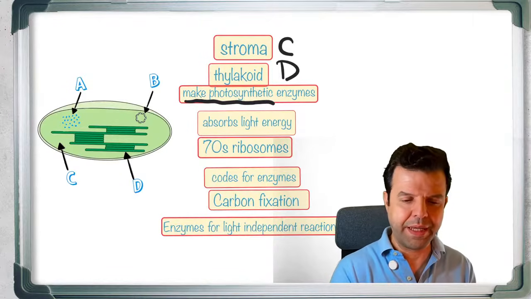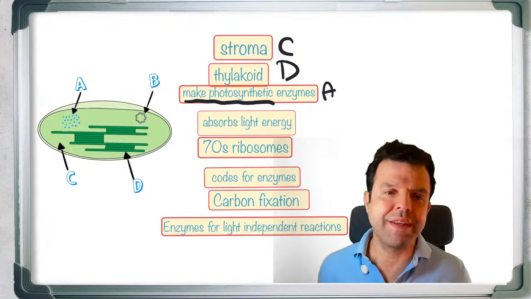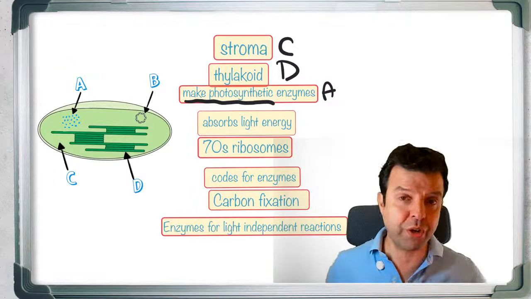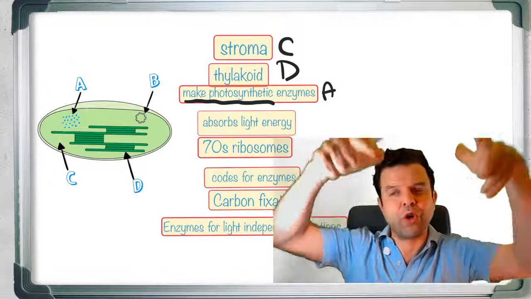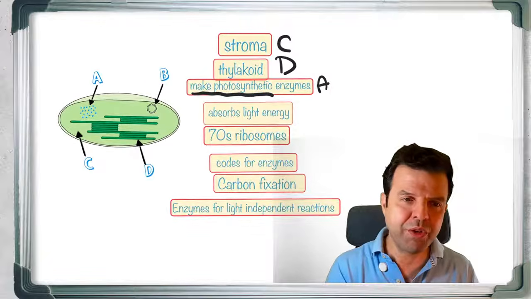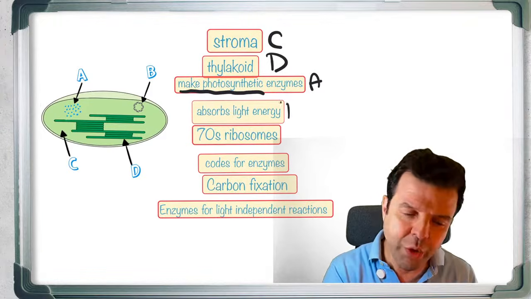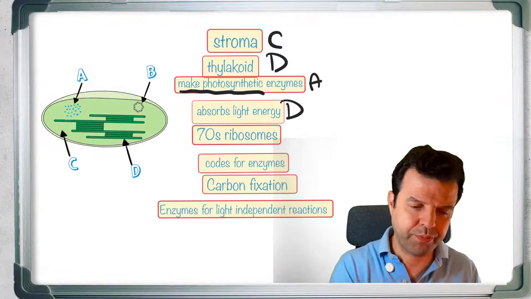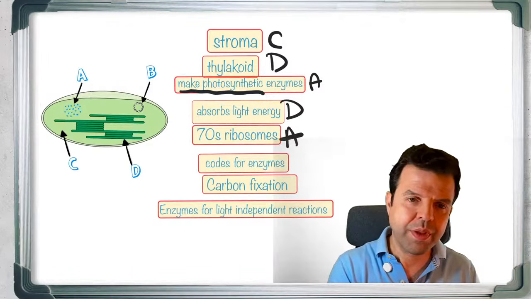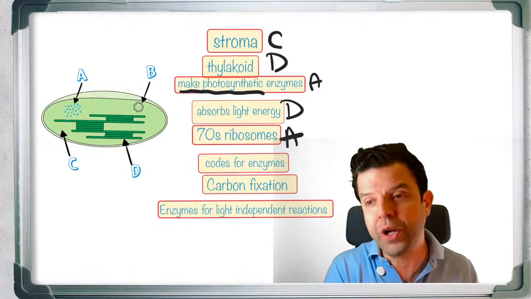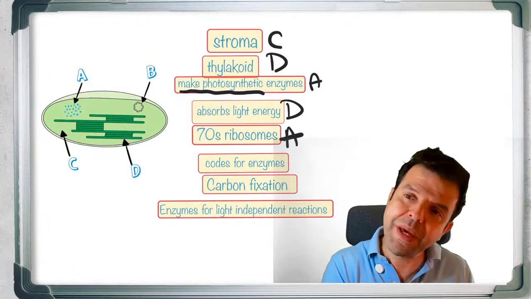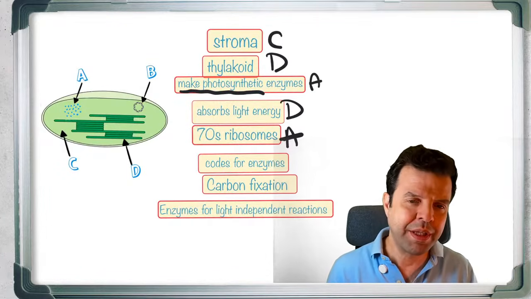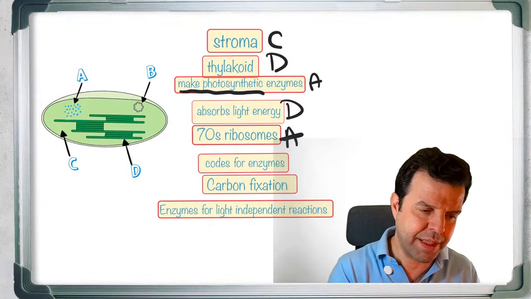Okay, that's A. Absorbs light energy. Which part of it absorbs light energy? That's where chlorophyll is found. Remember the plates that got the chlorophyll there? So I must be pointing at the thylakoids. Small ribosomes. Codes for enzymes. Code. So what am I supposed to say here? Codes for them. That means it is the DNA.